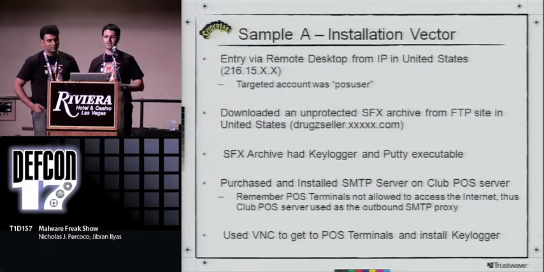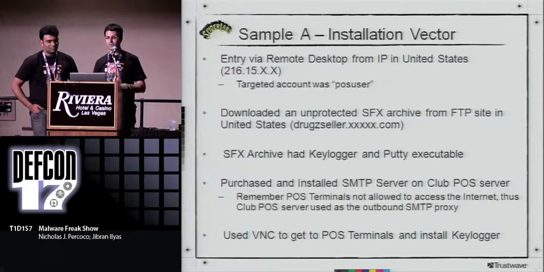Basically, installation vector. How did the attacker get into the environment? Well, of course, remote desktop. We already talked about that. The targeted account was POS user. The attackers launching these attacks have a whole laundry list of point of sale usernames and passwords available to them. They know exactly what the default passwords are. They scan out there, find remote desktop, try the default username and passwords, and they're in the environment.